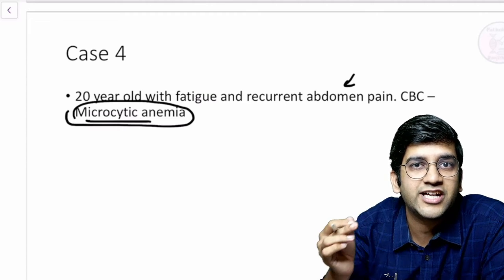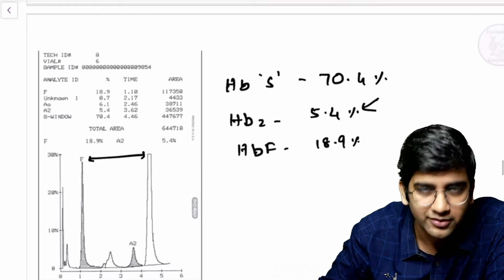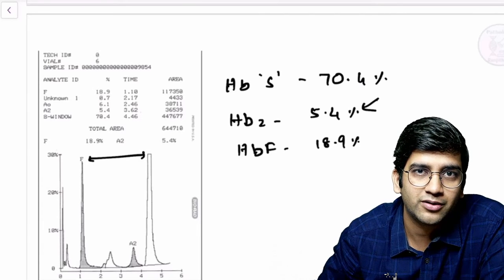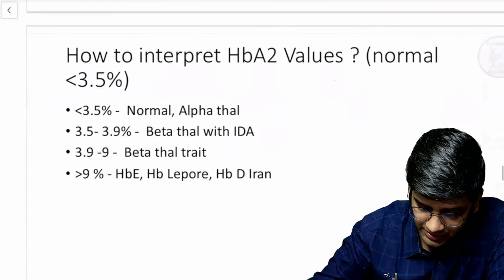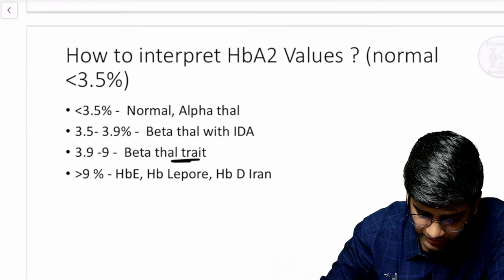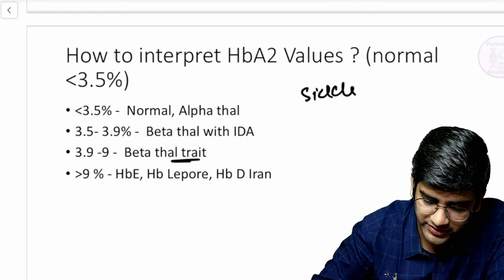So revisit the HPLC graph again. I'll go back again. What's happening? A2 is elevated or normal? A2 is elevated. So is there a possibility that this can be both beta thalassemia plus sickle cell anemia? Yes. So it's a classical case of sickle beta.